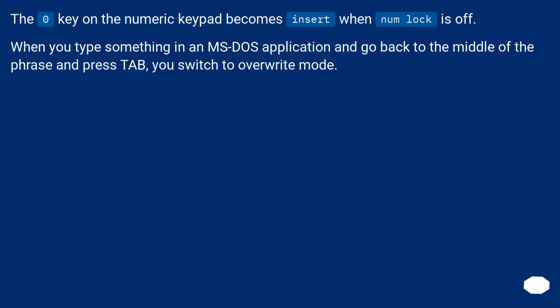The 0 key on the numeric keypad becomes insert when num lock is off. When you type something in an MS-DOS application and go back to the middle of the phrase and press Tab, you switch to overwrite mode.